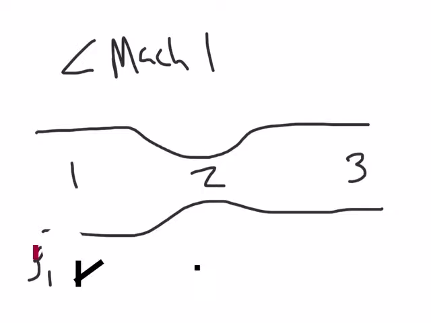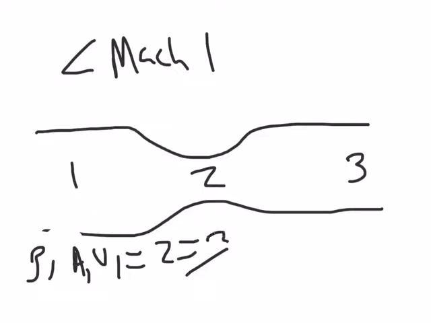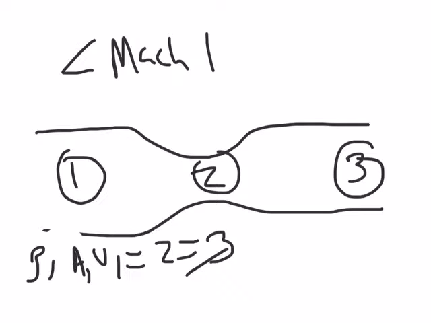Sorry, I'm not sure why my pointer stopped working. There we go. So density at station 1, the area at station 1, the velocity at station 1 is going to be equal to the same at station 2 and at station 3. So density, area 1, velocity 1 here and here are going to be equal for subsonic flow.